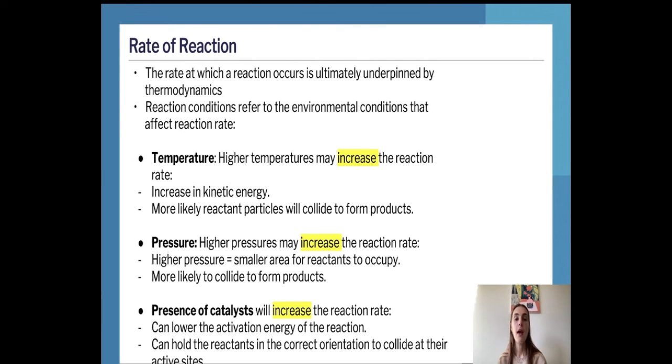With pressure, higher pressures can increase the reaction rate, and this is because at a higher pressure, there's a smaller area for the reactants to occupy. So if we're considering a gas, we've compressed the gas down into a smaller volume. So this also associates with volume. Smaller volume will increase reaction rate, because we've compressed it down into a smaller area. So the molecules are moving around and they're going to have a smaller space to move around, so they're more likely to collide to form products.